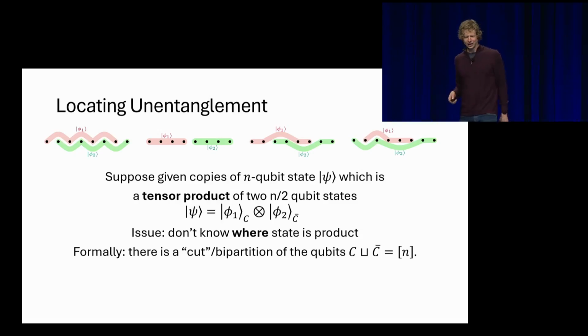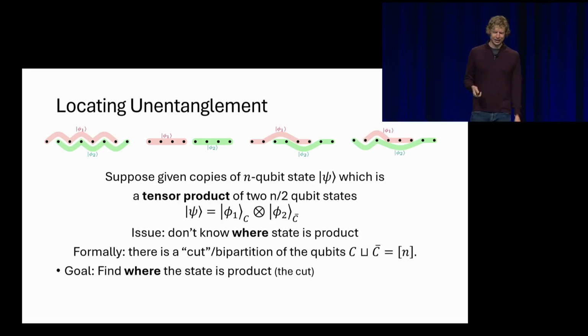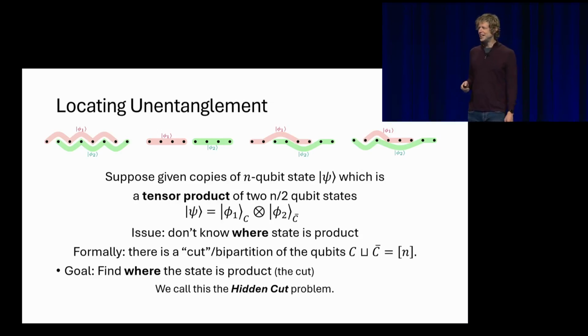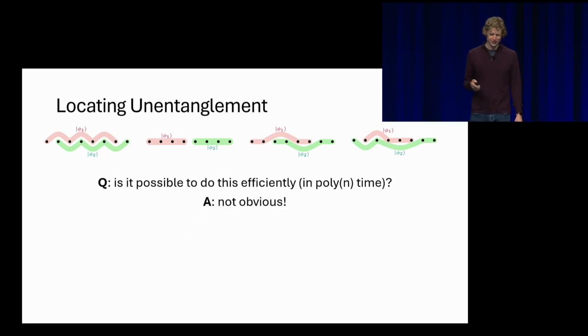and 4. More formally, there's some bipartition of the qubits into two sets, C and C bar, of [n]. And our goal is to find where the state is product, that is to say, to learn this cut between phi1 and phi2. We call this the hidden cut problem. And the main question we're going to be asking in today's talk is: is it possible to do this efficiently?